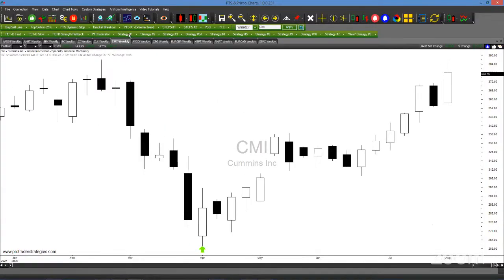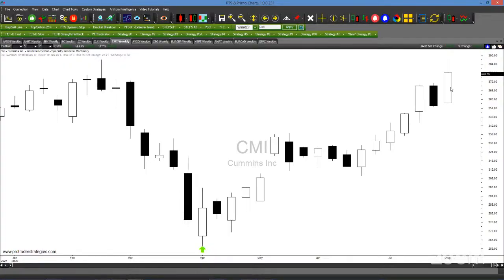As we look at CMI, we see here that there was no sell signal or no trend reversal top generated, but we had a bottom generated here in April. And ever since that, the stock has shot up 105 points coming into this week. Remember, we're looking at weekly charts, and you don't necessarily have to trade these charts.